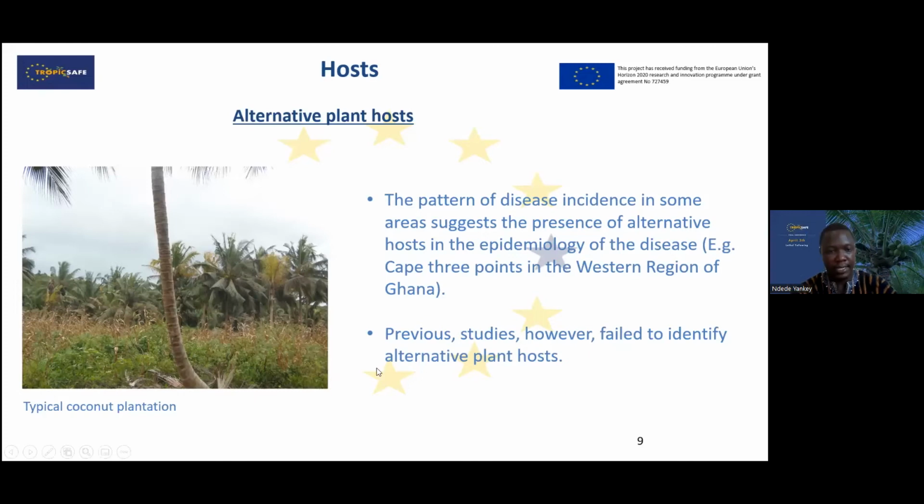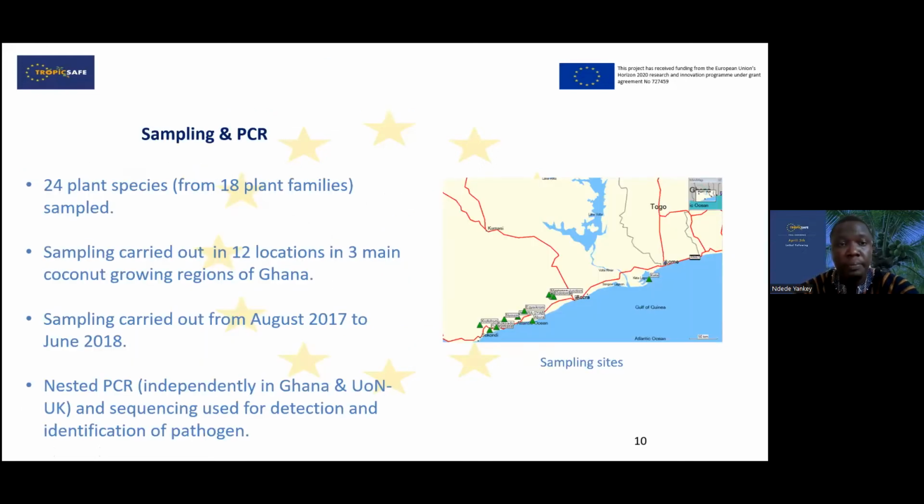However, in Ghana, typically, this is the kind of coconut fields you have. You have coconuts, but we have other plants that are grown in the coconut fields, which are very suitable, and so a lot of vegetation which can easily host the phytoplasma. However, previous studies to identify alternate hosts have failed. We have not been successful in identifying alternate hosts of the phytoplasma.